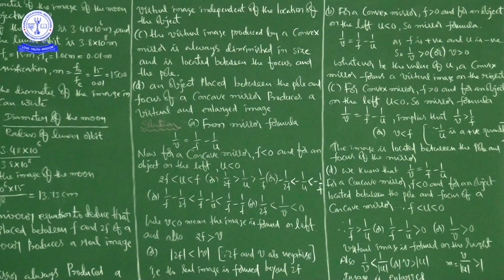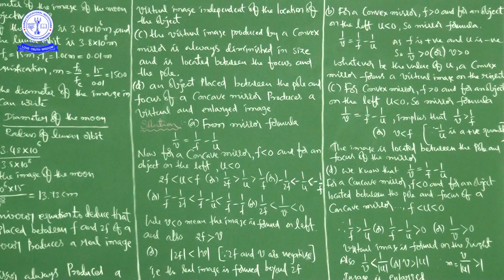Next, now we are going to see C. In that C, what is he asking? The virtual image produced by a convex mirror is always diminished in size and is located between focus and pole.